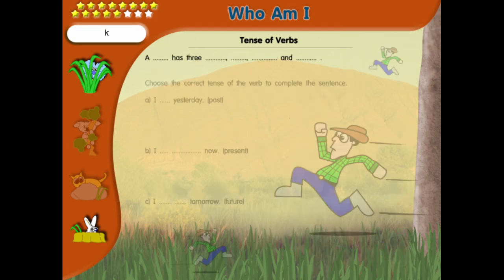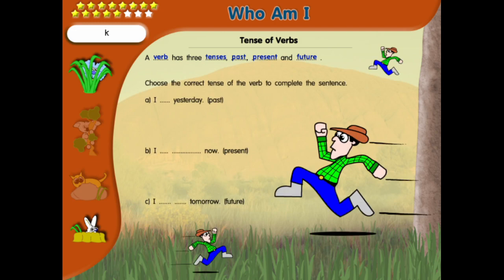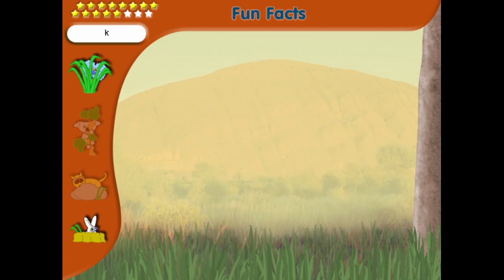Who am I? Complete the definition. Verb. Tenses. A verb has three tenses: past, present, and future. Choose the correct tense of the verb to complete the sentence. Ran. I ran yesterday. I am running now. I will run tomorrow. Excellent.